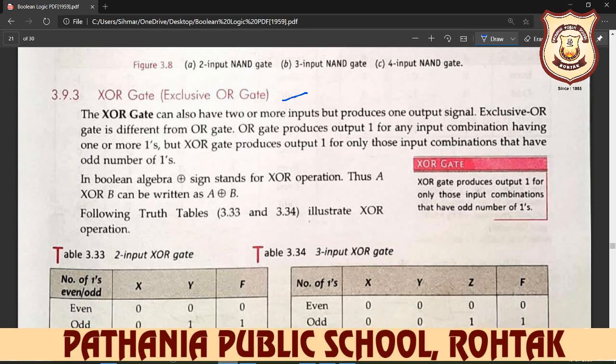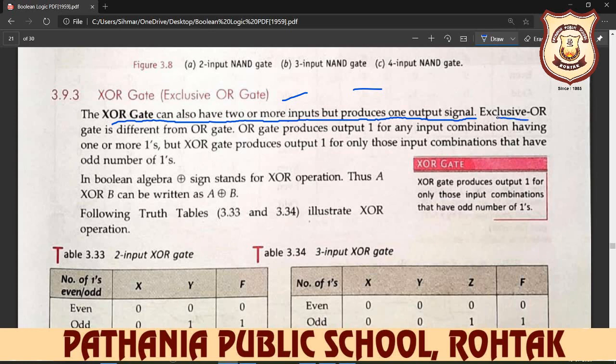XOR and XNOR gate. The XOR gate can also have two or more inputs but produce one output signal. Means in XOR gate, two or more inputs are there but the output is always single, like OR gate, NAND and NOR gate.